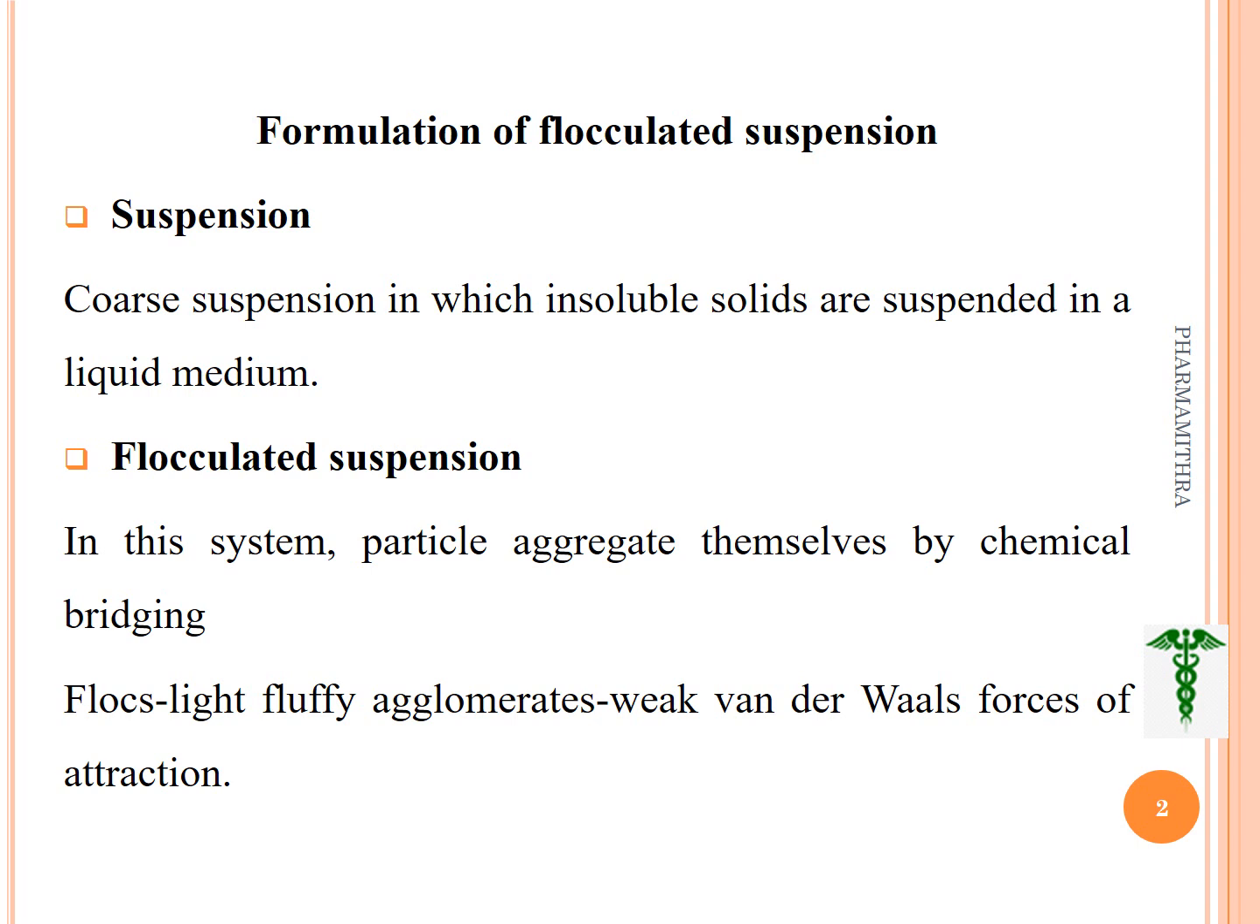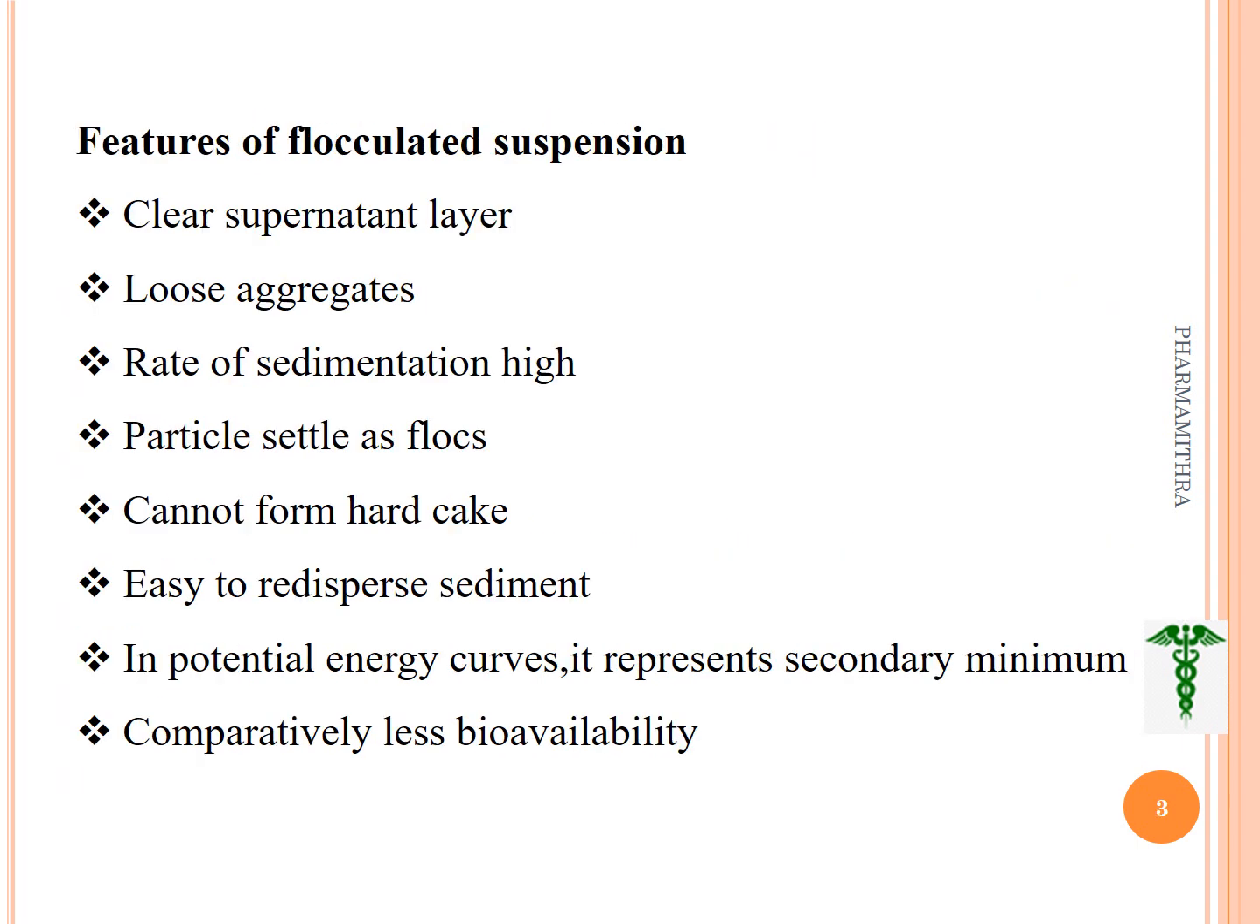So, what is the difference between flocculated suspension and deflocculated suspension? Our question is about how to formulate a flocculated suspension. First you are supposed to write what a suspension is, then write about flocculated suspension. Flocculated means some aggregates or agglomerates are formed by chemical bridging. These aggregates we call flocs. A floc is a light, fluffy agglomerate that occurs by chemical bridging, and that is due to the weak van der Waals force of attraction.